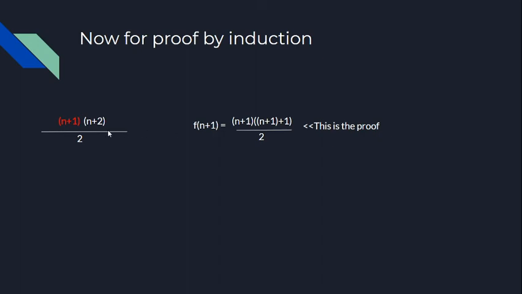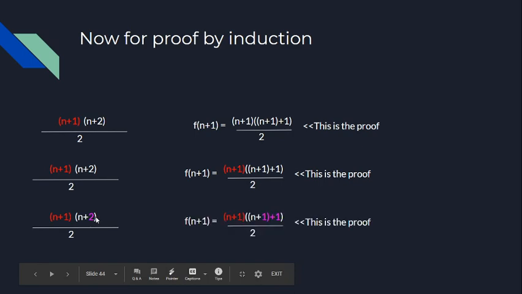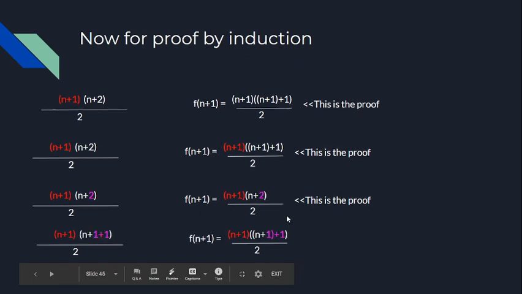Because n plus 1, that's the n plus 1 on this side here, right? N plus 2 is the same as n plus 1 plus 1. 1 plus 1 is 2, right? All right, n plus 2, that's what I'm saying here. N plus 2 is the same as n plus 1 plus 1, right? And that's the proof by induction. We end up with the same thing.